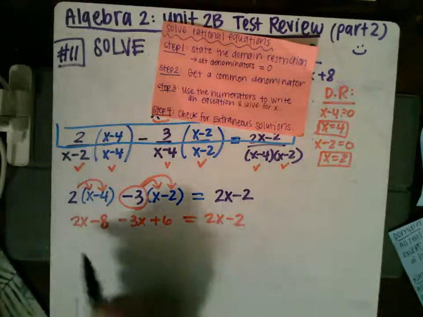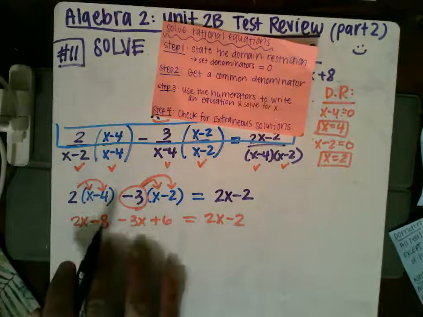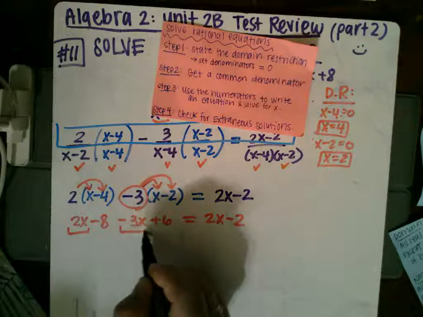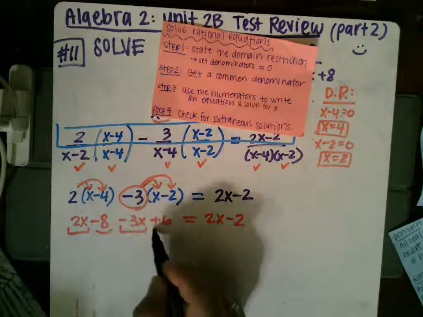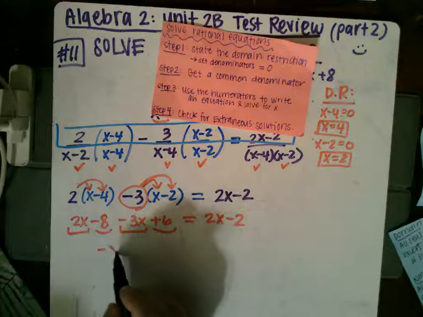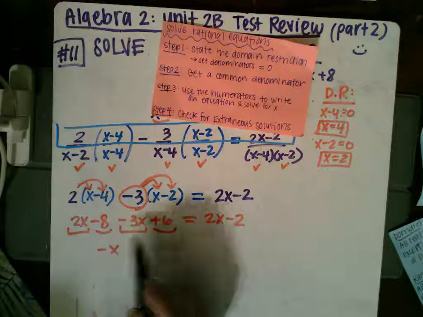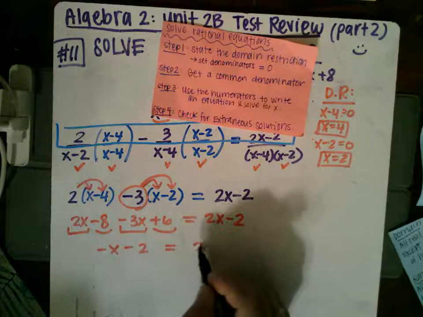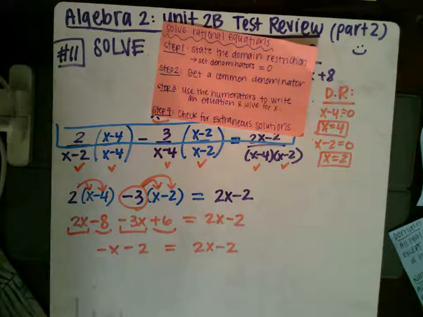Let's combine our like terms on the left-hand side just because it's a little bit more messy. So x's with x's, numbers with numbers. 2x minus 3x is negative x. Negative 8 plus positive 6 is negative 2. This is equal to 2x minus 2 on the right.